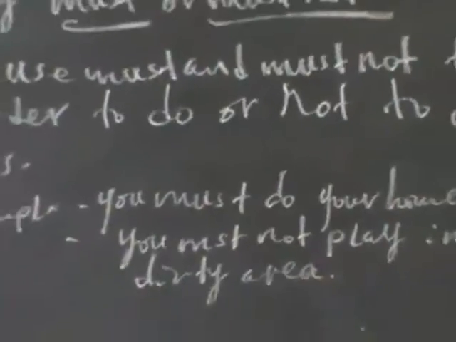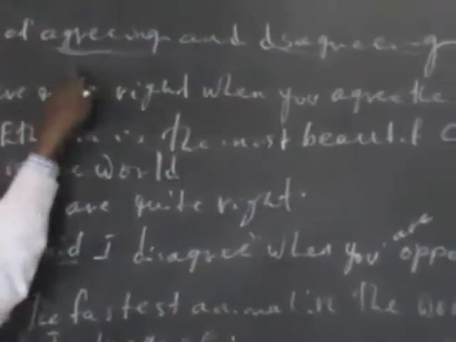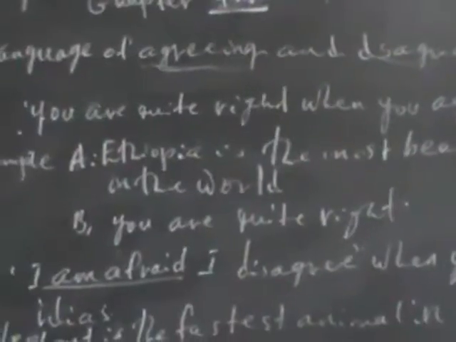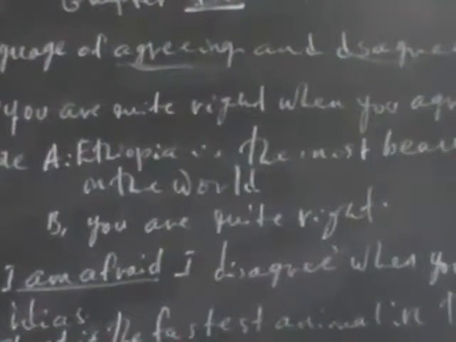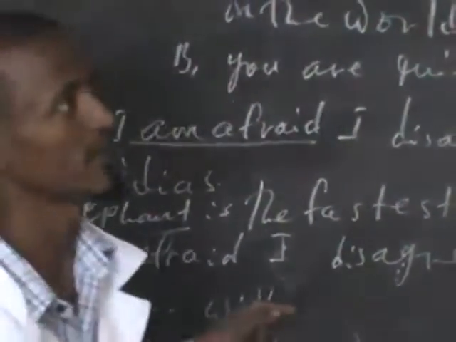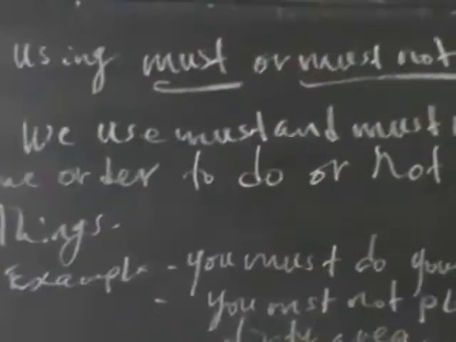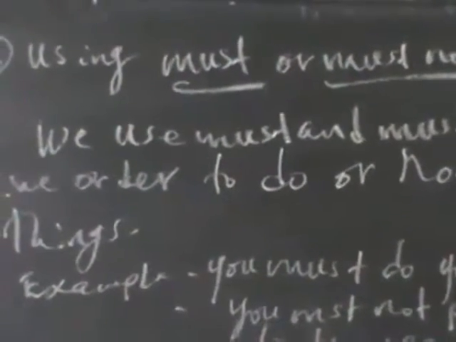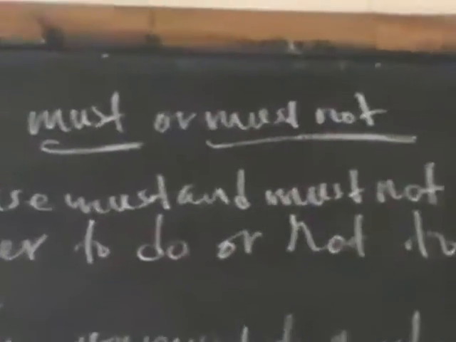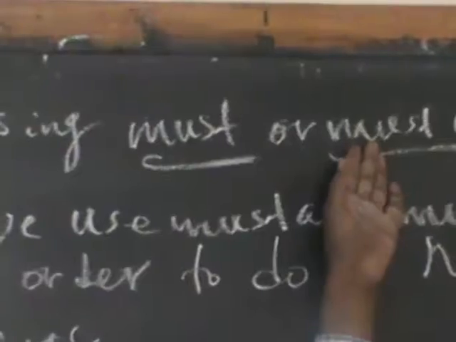Okay, students, I'm ending my topic, which is number 1, 2, and 3. Number one is using the language of agreeing and disagreeing. And number three, the subtopic is using must and must not. Okay, I hope you will answer the questions correctly. Class work.